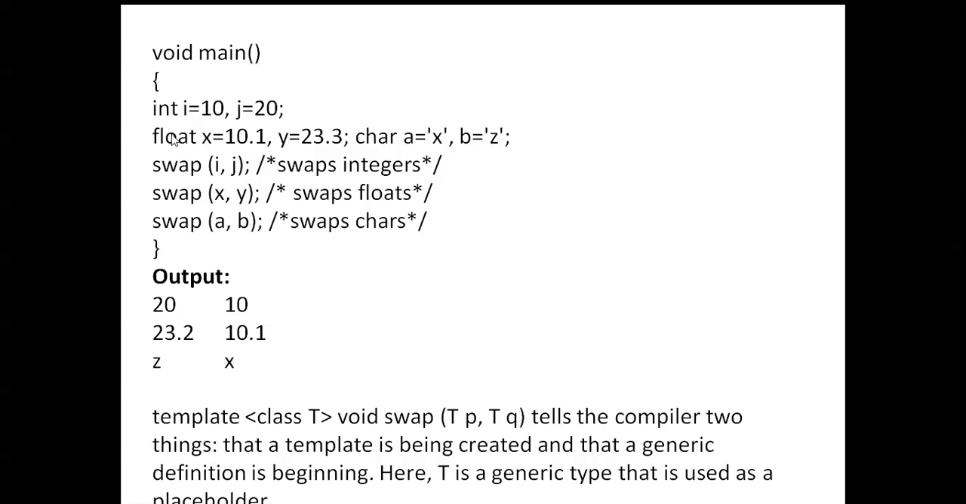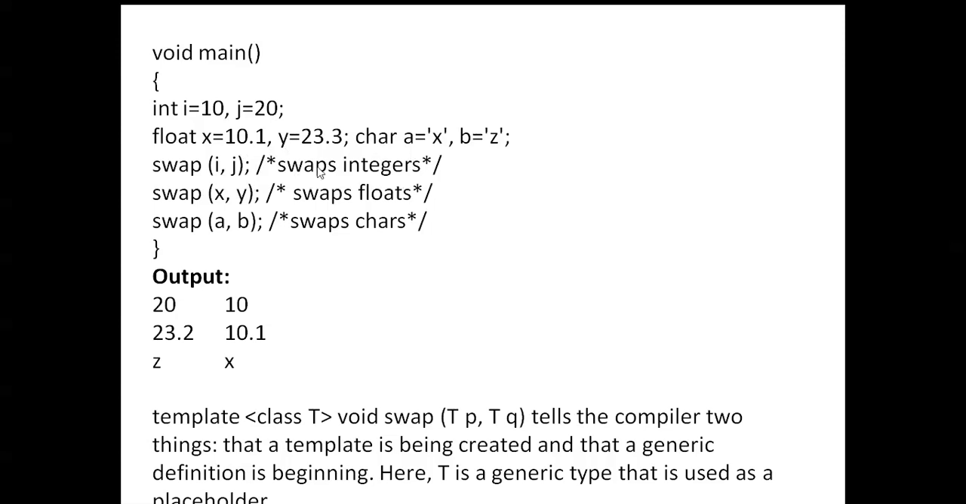In void main, you write these variable declarations and initializations: int i = 10, j = 20; float x = 10.1, y = 23.3; char a = 'x', b = 'z'. Next, swap of i, j means the integer values are swapped here.